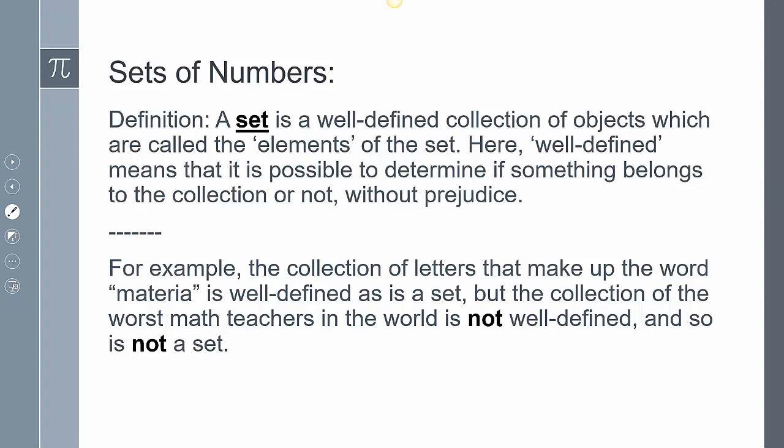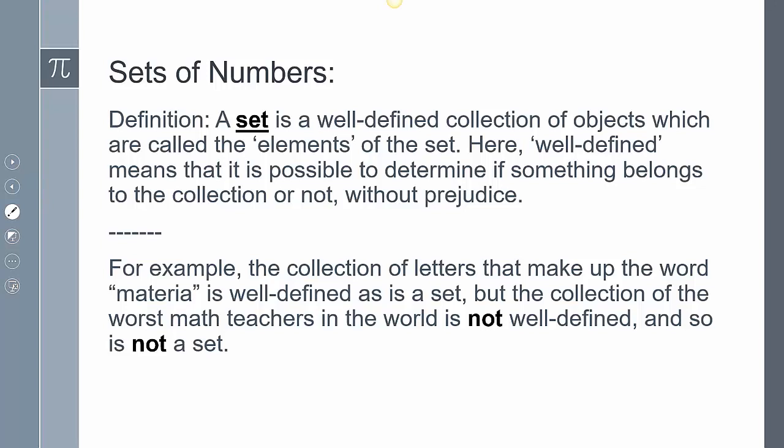So the first thing we need to do is define what a set is. Now it says that a set is a well-defined collection of objects which are called elements of the set. So everything inside of our set, we just call it an element. Now well-defined implies that it is possible to determine if something belongs to the collection or not without any form of ambiguity. So it's either part of it or it's not part of it.